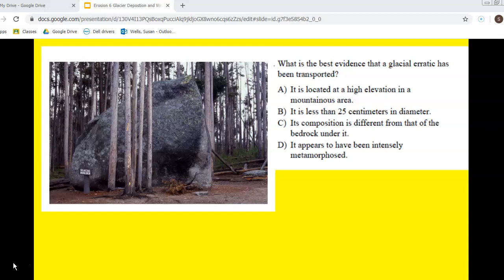And this is a Regents question. What is the best evidence that a glacial erratic has been transported? Well, here's the diagram. Is it located at a high elevation in a mountainous area? There's nothing about that diagram that shows you where it is. Can you measure something? No, you're not given a little measuring device on this picture. Is its composition different from that of the bedrock beneath it? That's your correct answer, because it is. And you don't know what intensely metamorphosed rocks are, but that is not showing that.